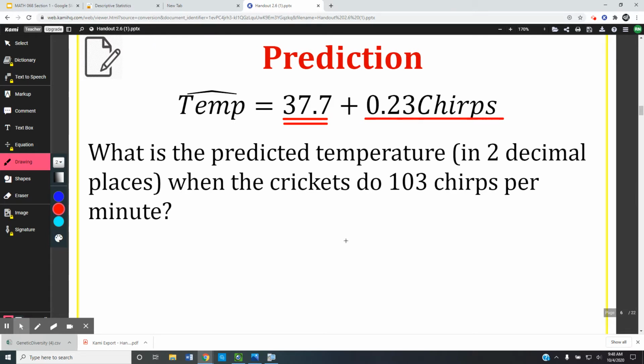Question is, what is the predicted temperature in 2 decimal places when the crickets do 103 chirps per minute? Okay, so maybe take yourself a second and go off to the side and do that. Okay, now that you're back, we're going to use those values and put them into what we're doing here.